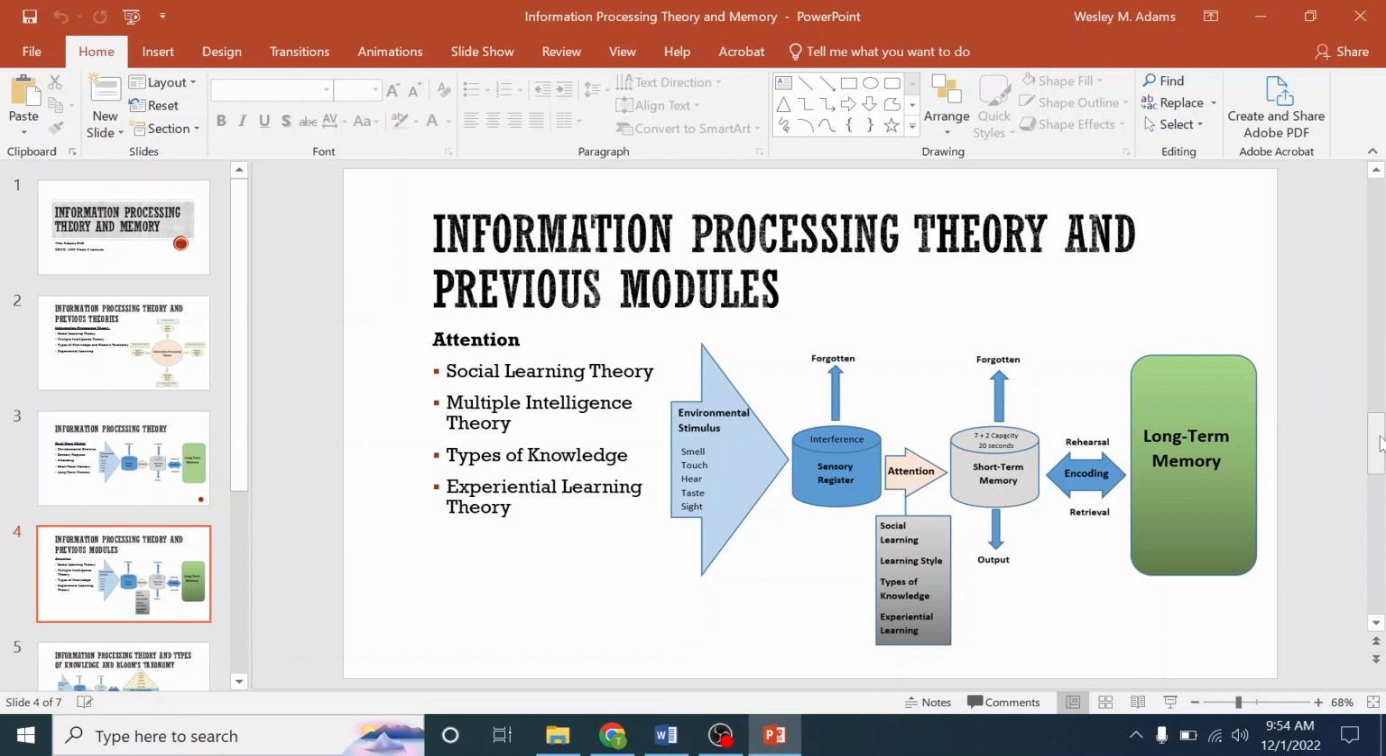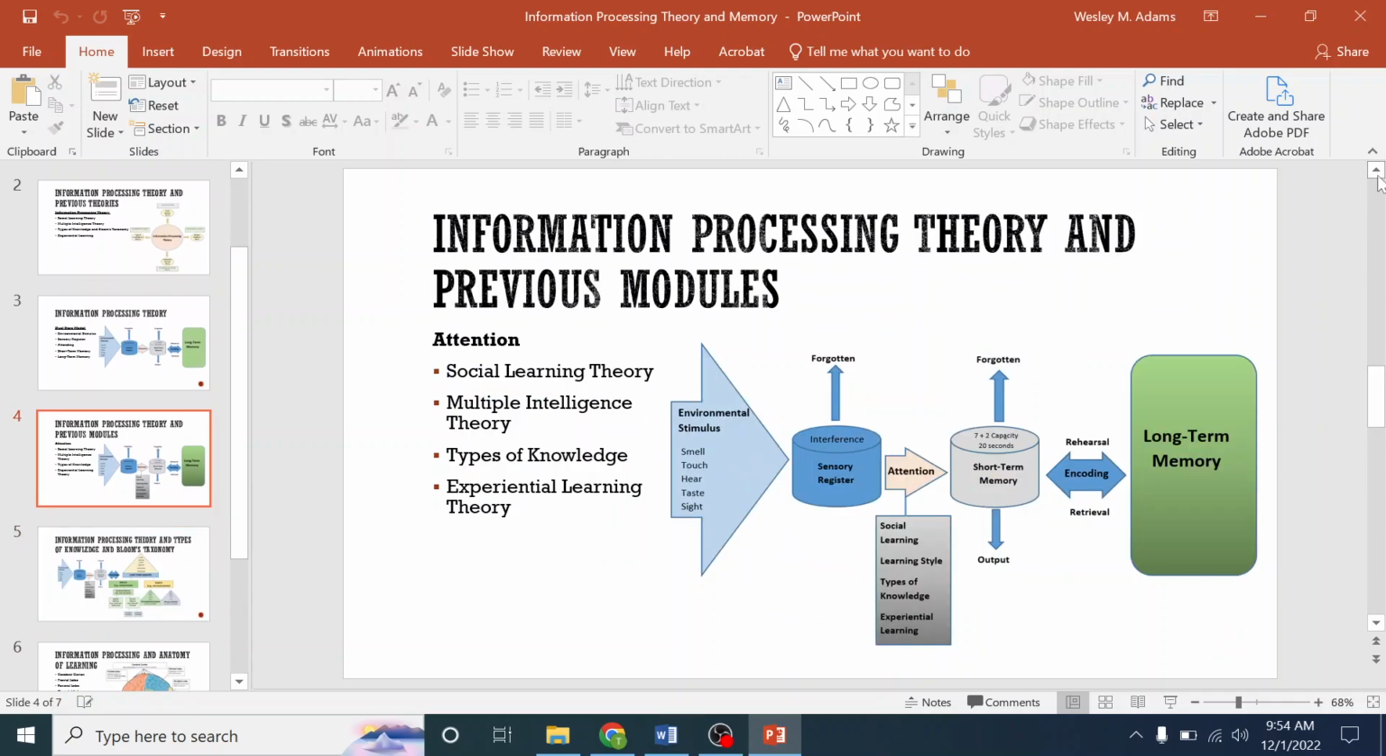All right, let's go into and spend more time on paying attention and how it was linked to the previous topics. Oops, let me go back up. So we have environmental information coming in, smell, touch, hearing, taste, sight. We pay attention to that either socially, learning in a social environment, through our learning style or multiple intelligences, types of knowledge, and that's going to help us get to the upper levels of Bloom's taxonomy.